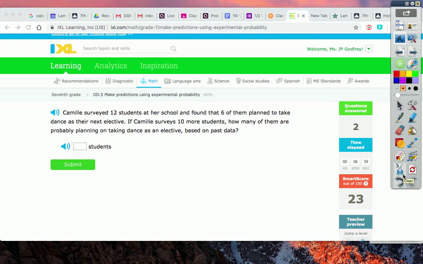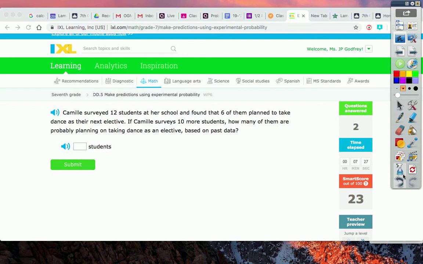All right, so Camille surveyed 12 students at her school and found that 6 of them plan to take dance as their next elective. If Camille surveys 10 more students, how many of them are probably planning on taking dance as their elective based on the past data? So based on past data, how many can we expect?